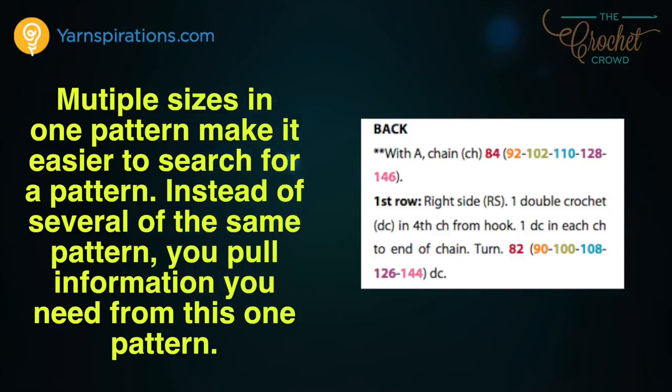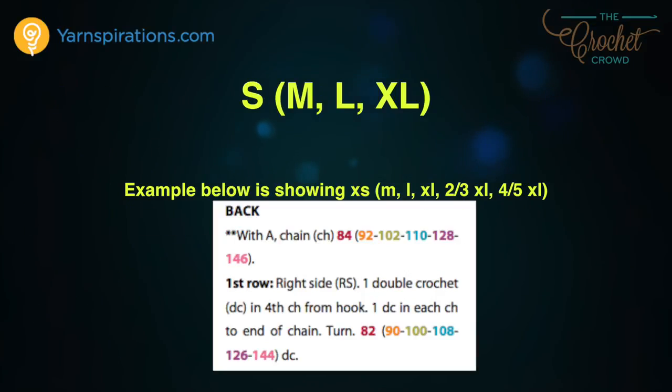I'll explain further. So let's take a look at this example, and we have small, medium, large, and extra large, and you'll notice that small is outside of the bracket and inside the brackets are medium all the way through extra large. There could be all the way to 5 extra large depending on the pattern. So this indicates to me that there are 4 different sizes being instructed on this pattern.